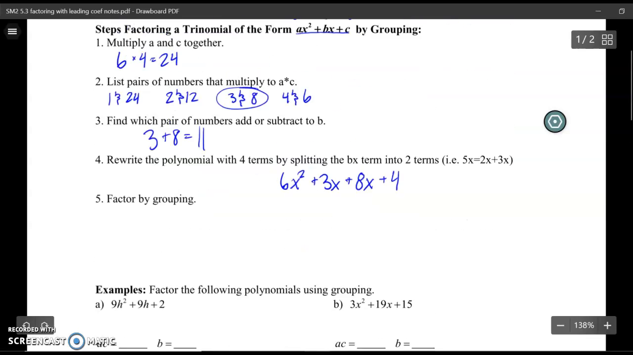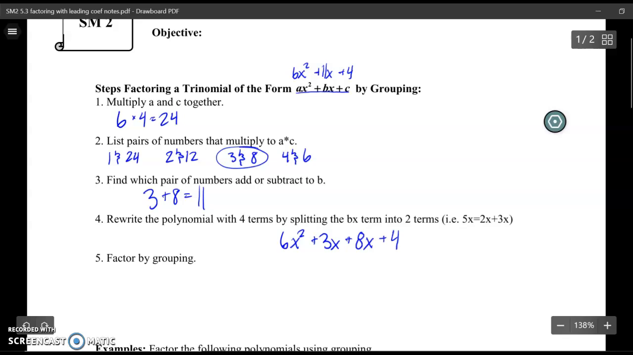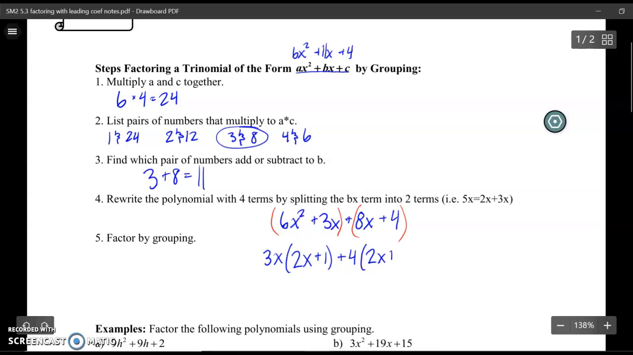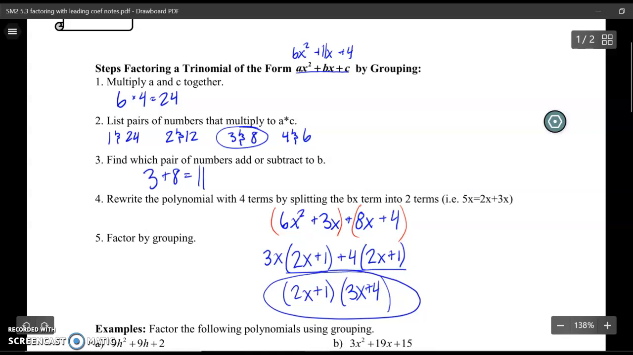I'm going to factor it by grouping. So I'm going to split my polynomial up into 2 groups and factor the greatest common factor out of each group. So the greatest common factor of the first one is going to be 3x. What's left over is a 2x plus 1. Greatest common factor of the second group is a 4. I'm just left with a 2x plus 1. And then remember, I factor out the 2x plus 1. So the 2x plus 1 gets factored out. And I'm left with the 3x plus 4. Okay. So this is my factored form of this polynomial.